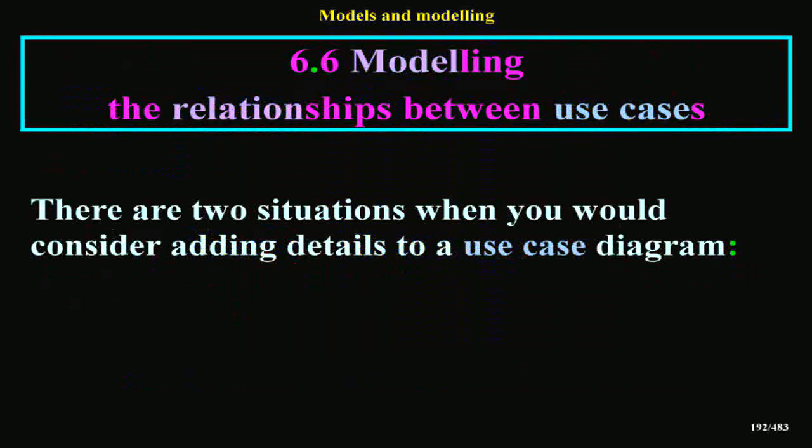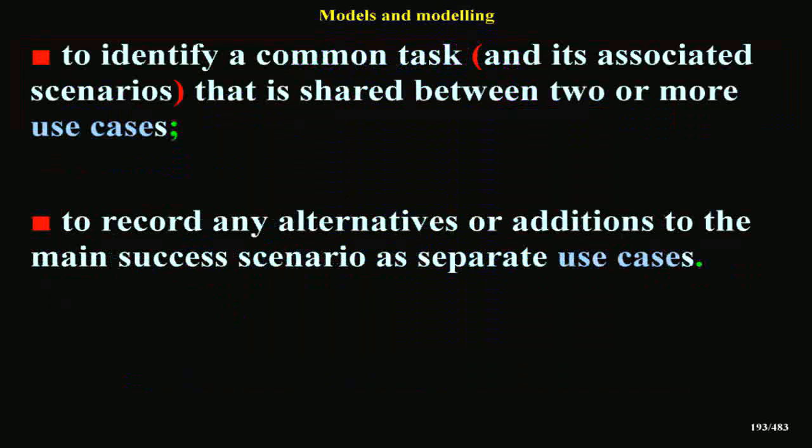6. Modeling the relationships between use cases. There are two situations when you would consider adding details to a use case diagram. To identify a common task and its associated scenarios that is shared between two or more use cases. To record any alternatives or additions to the main success scenario as separate use cases.